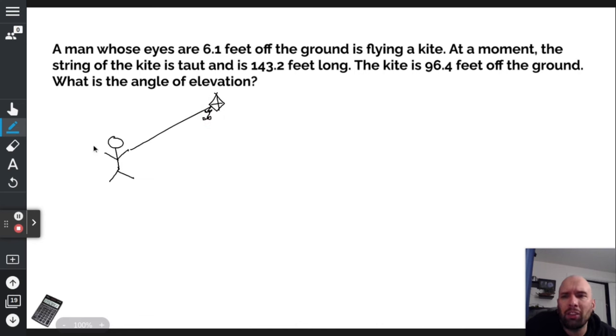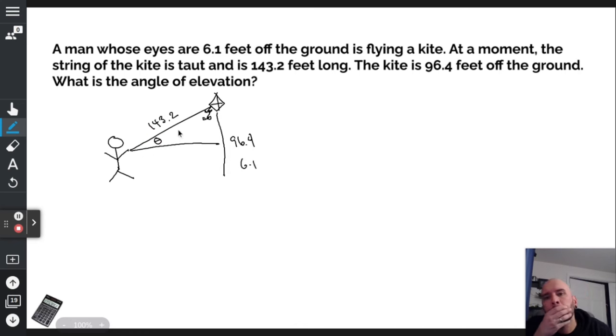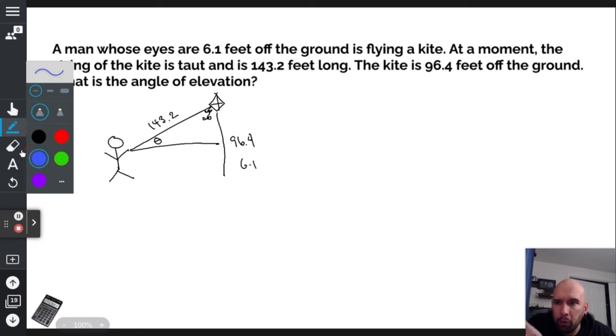He is 6.1 feet off the ground. I'll get to that in a moment. At a moment, the string of the kite is taut and is 143.2 feet long. The kite is 36.4 feet off the ground. He is 6.1 feet off the ground. What is the angle of elevation? All right, so based off of this awful picture, this is what I have.